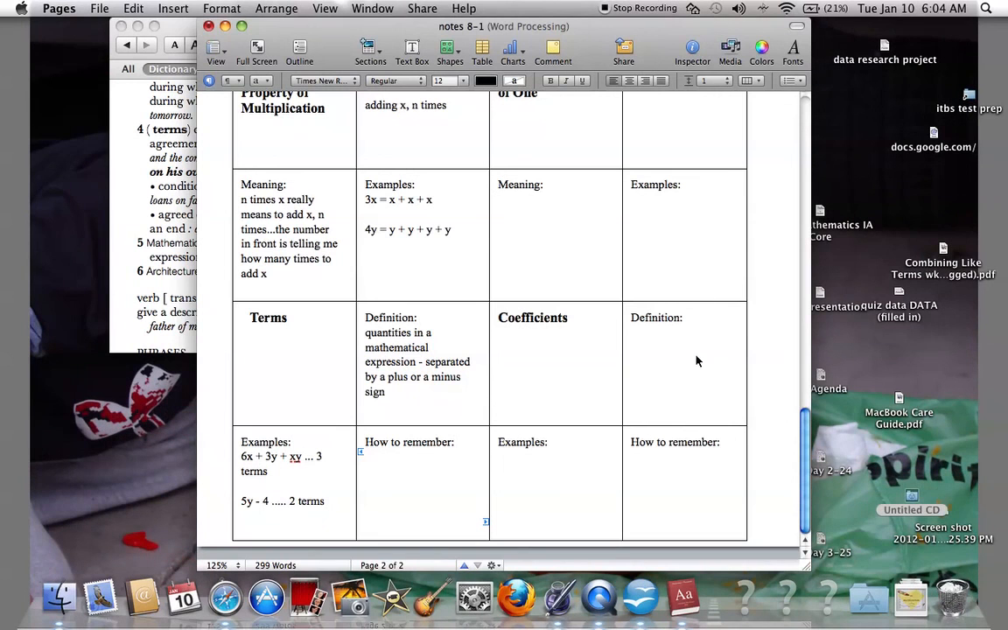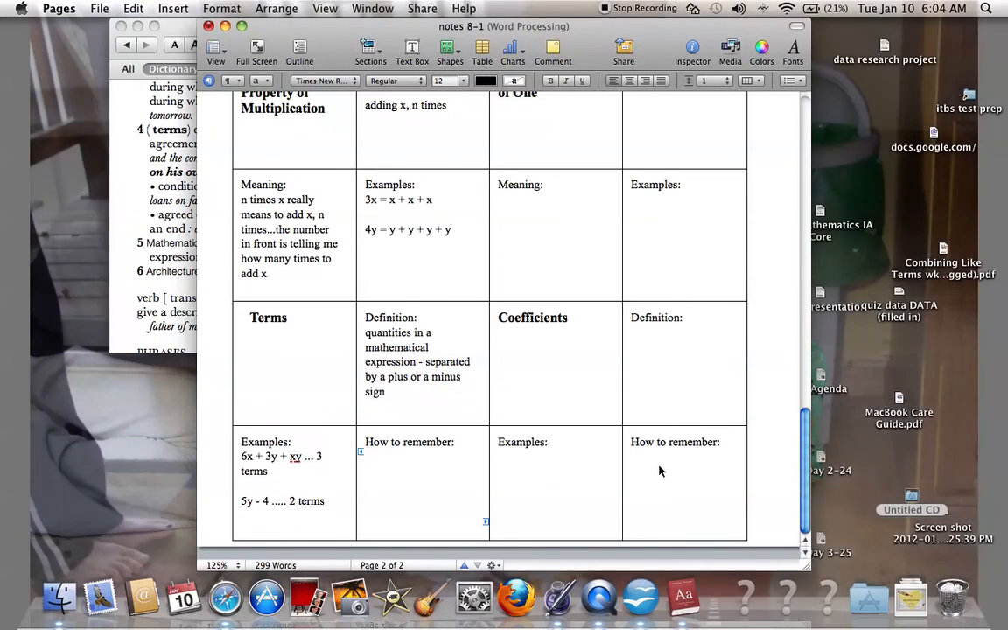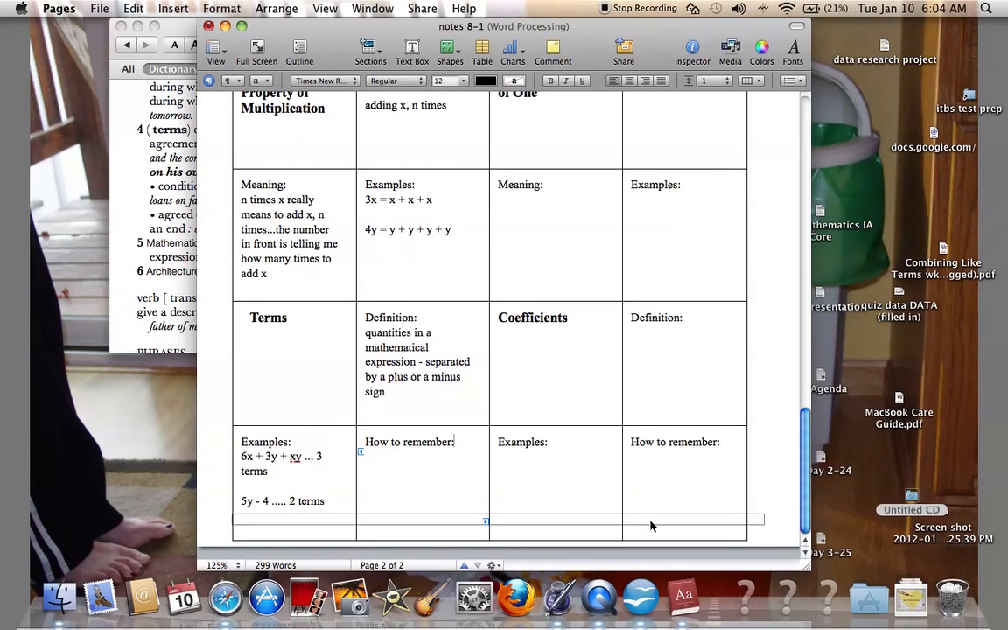Same thing when you get down here for coefficients. I'm going to need a definition just like we did for terms, examples of where coefficients are or problems where you could identify the coefficient, and then fill in these how to remember boxes because those are really for you.